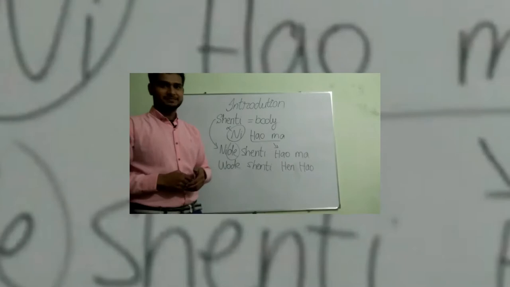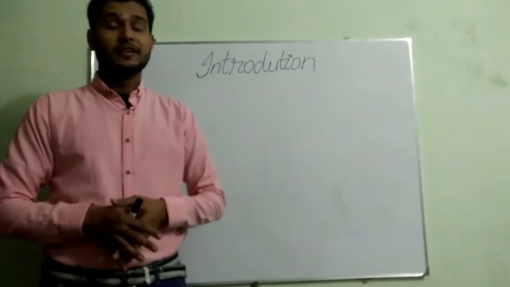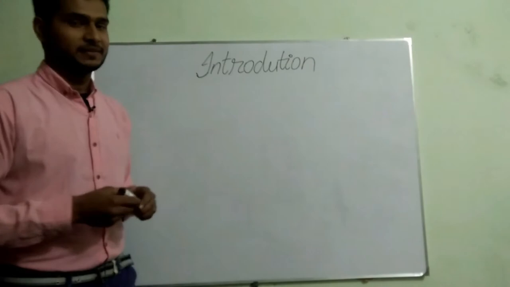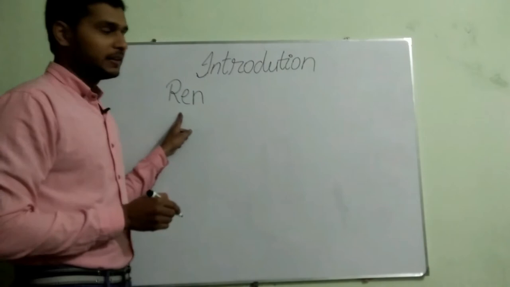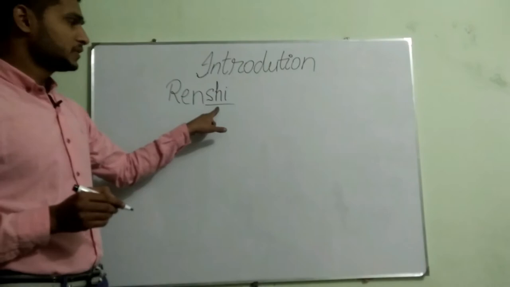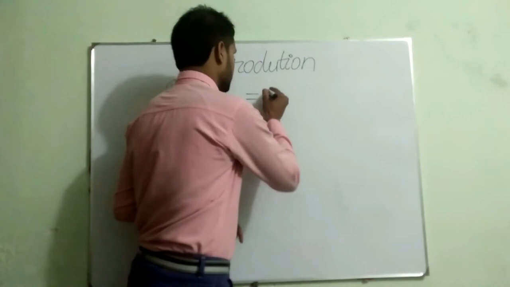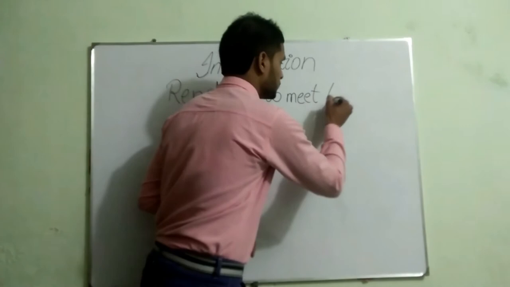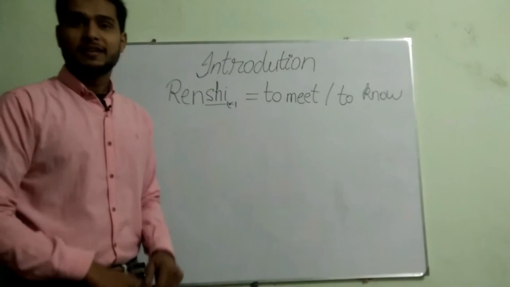And now, guys, we will learn when we meet someone. At the end of our meeting, we say, nice to meet you. Then we will learn how to say in Chinese, nice to meet you. It's very simple. The first word we are going to learn is ren, R-E-N. Ren shi. How to pronounce? Shi. There is a hidden R. Ren shi. Its meaning is to meet or to know. How to pronounce? Ren shi.